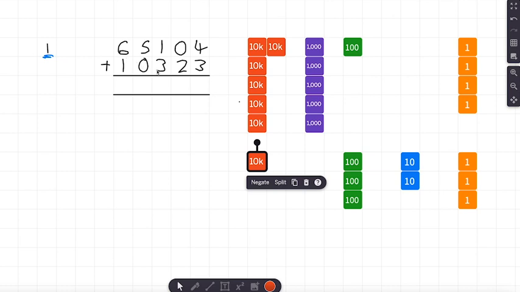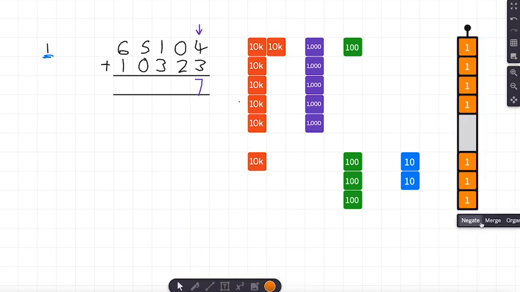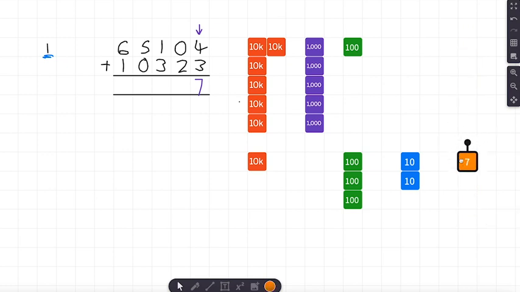10,323. So to do this, like with all the other column additions, we're going to start with the units first. So 4 plus 3 gives us 7. And if I combine these, you can see there is the 7. Moving on to the tens, we have 0 plus 2, which is 2, or 2 tens, which is 20.